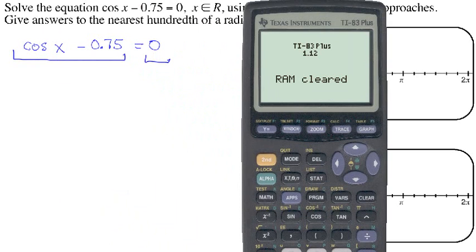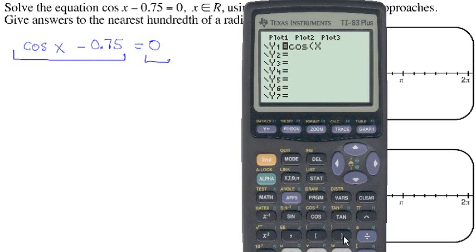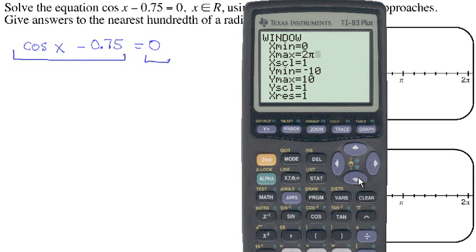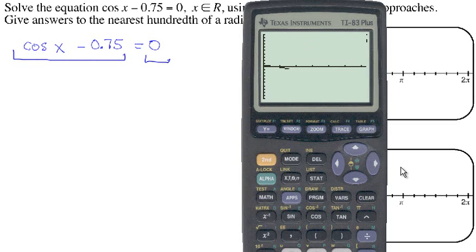If you have a calculator, something like this, you can put in as one of your functions cosine x minus 0.75. And let's get a window that'll make some sense here. I'll graph this from 0 to 2 pi. That'll give me an entire period of the cosine function. And we'll leave the y at minus 10 to 10 for now.